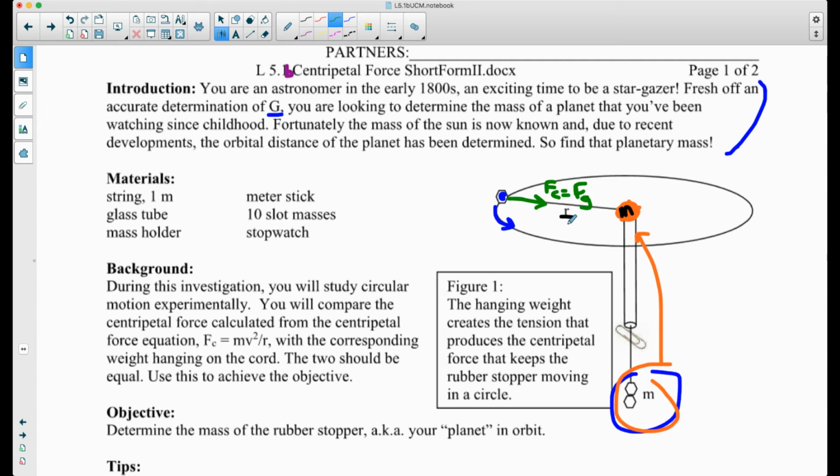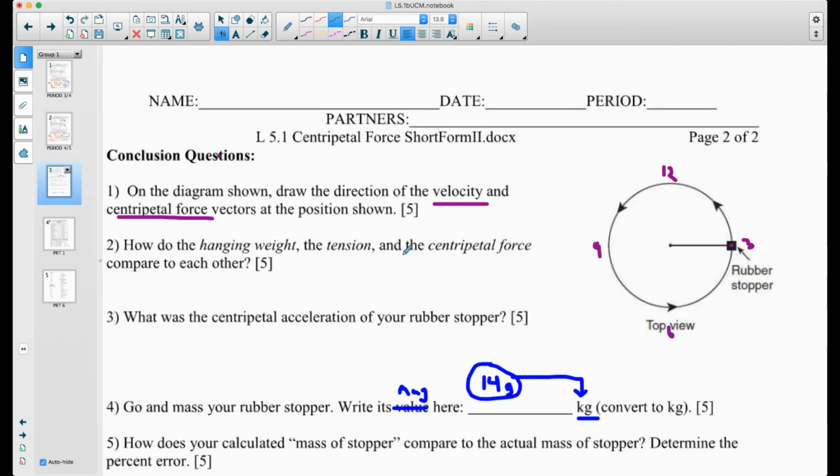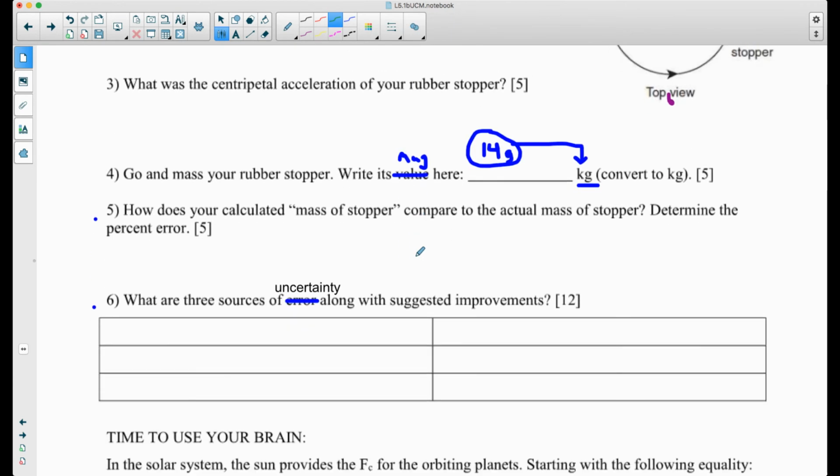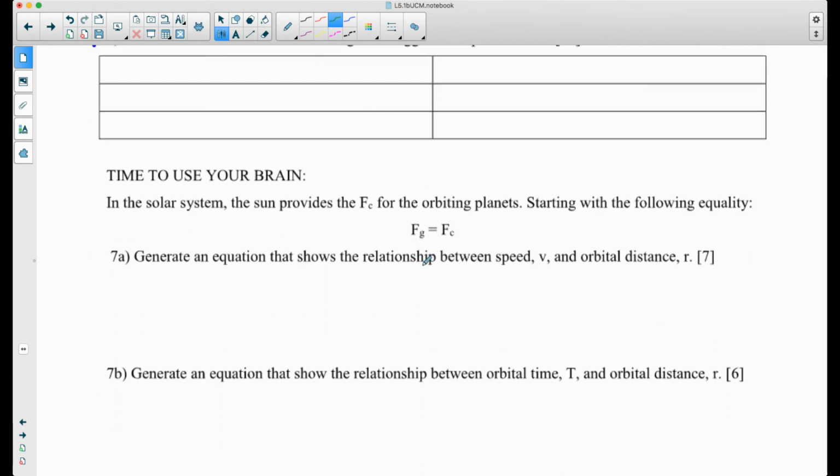That's the big connection here. So this scenario we have is in a lot of ways similar to trying to figure out the mass of a planet orbiting the sun. And astronomers and physicists have used this calculation to do that. All right, so let's go down over here.